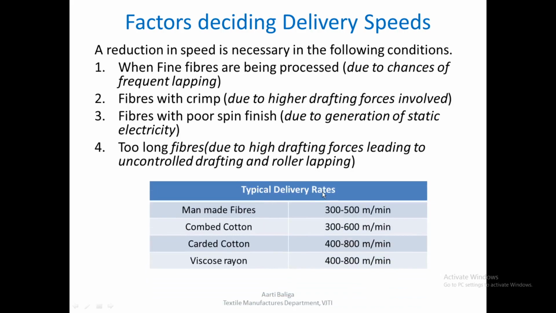So typical delivery rates are given over here. In case of man-made, you see that it is normally 300 to 500. When it comes to cotton, we can go for slightly higher speeds. The reason being that in man-made, there is a problem of poor spin finish and some crimp and so on, and that is why you need to go for lower speeds when compared to cotton. Even in these two cases, when you come to carded and combed, you see that for carded, you can increase the speeds a bit, and in case of viscose rayon, you should keep around 400 to 800 meters per minute.